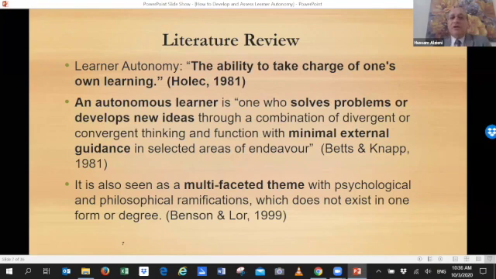I started to review the literature, and the father of learner autonomy is Holec. To give a simple definition, autonomy is the ability to take charge of one's own learning. The autonomous learner usually solves problems and develops new ideas with very minimal external guidance. He could ask, yes, he could have some support, but as time goes by, he is able to do most of the work independently, by himself. The issue of learner autonomy is a multifaceted theme. It's complicated, it's not an easy thing. There are a lot of factors affecting learner autonomy.